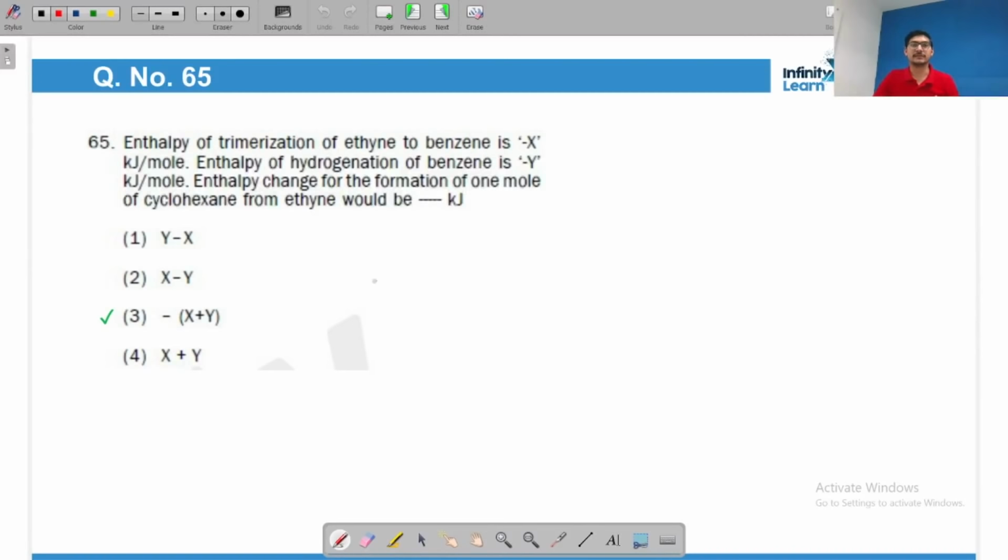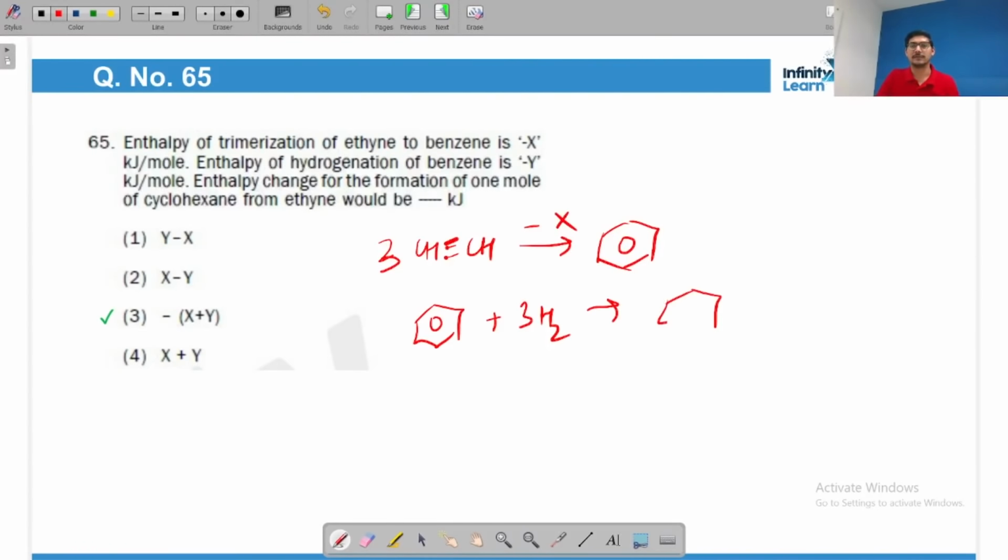Enthalpy of trimerization of ethine. Trimerization of ethine is the combination of 3 molecules of ethine to give you benzene. This value is minus x. Enthalpy of hydrogenation of benzene: benzene will consume 3 molecules of hydrogen to give you cyclohexane. For this reaction, the enthalpy change is given to be minus y. And the question is the enthalpy change for the formation of 1 mole of cyclohexane from ethine. So this will require 3 molecules of ethine as well as 3 molecules of hydrogen.